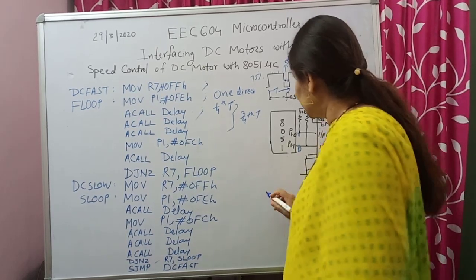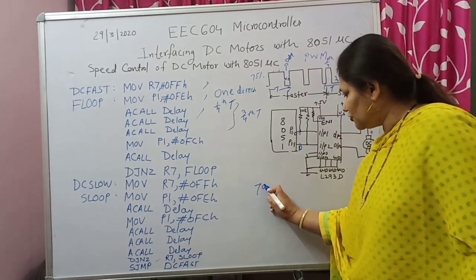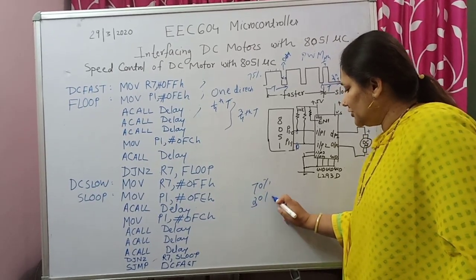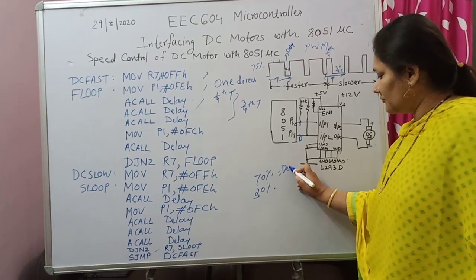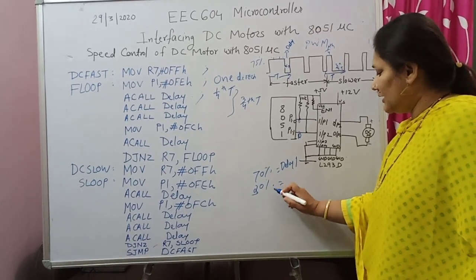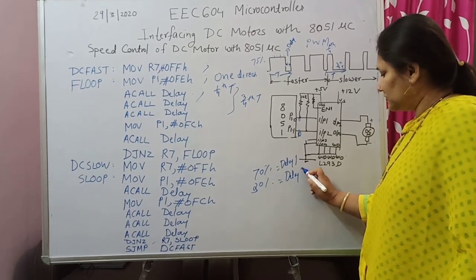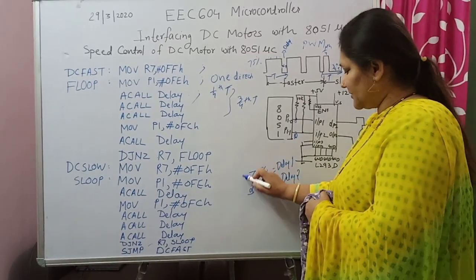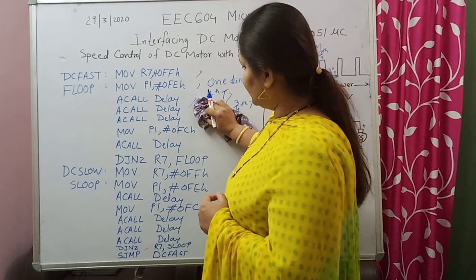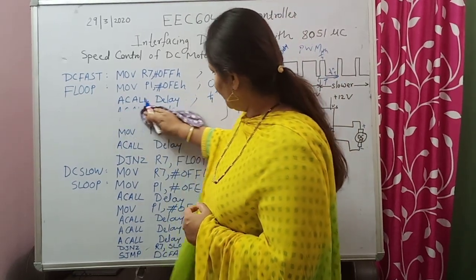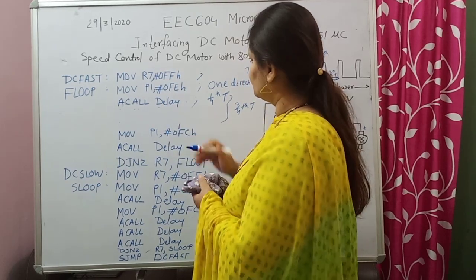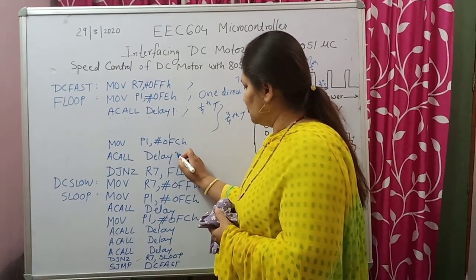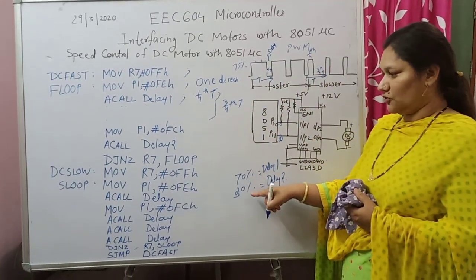But suppose it is asked of you that your duty cycle should be 70% on time and 30% off time, then what will you do? You will write delay 1 for 70% on time and delay 2 for 30% of time. So in this particular case, for this timing period, instead of calling delay 1 three times, you will call delay 1, which you have written for 70% on time, and here you will call delay 2, which you have written for 30% of time.